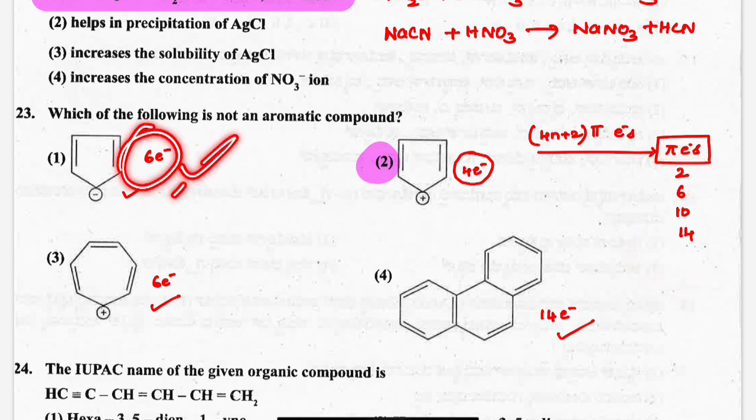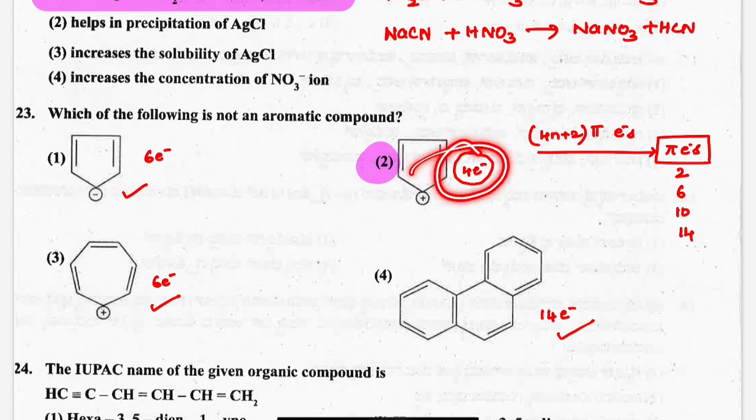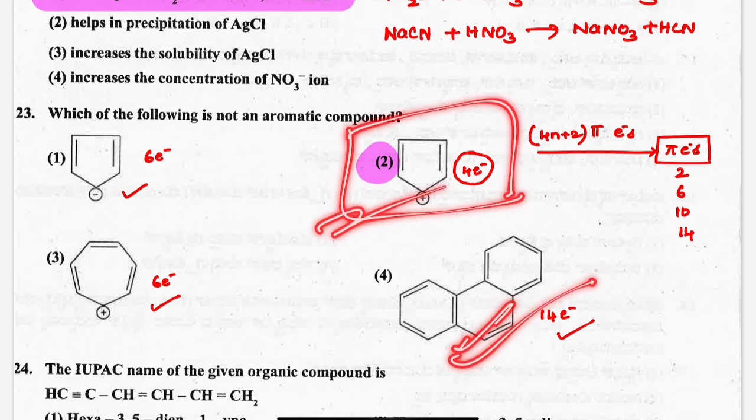Therefore this is aromatic. And here 2 plus 2 is 4, 4 electrons. So here we don't have 4n plus 2. So this is not aromatic. And here 2, 4, 6, 6 electrons, aromatic. 2, 4, 6, 8, 10, 12, 14. So totally 14 electrons are there. So here you can see 14. So therefore this is also aromatic. Only this is not aromatic compound.